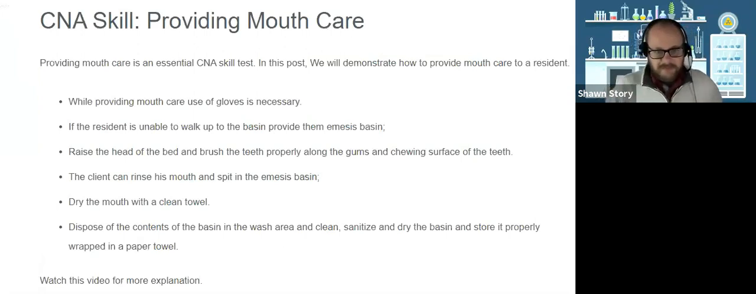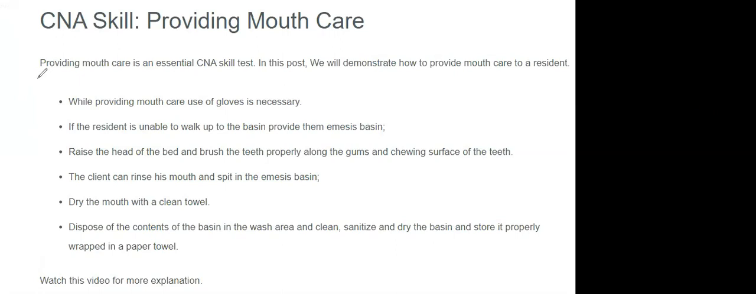All right. Who could read this for us? I'll do it. Providing mouth care is an essential CNA skill test. In this post, we will demonstrate how to provide mouth care to a resident. While providing mouth care, use of gloves is necessary. If the resident is unable to walk up to the basin, provide them emesis basin.